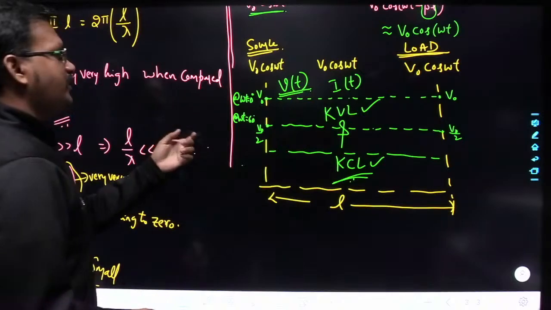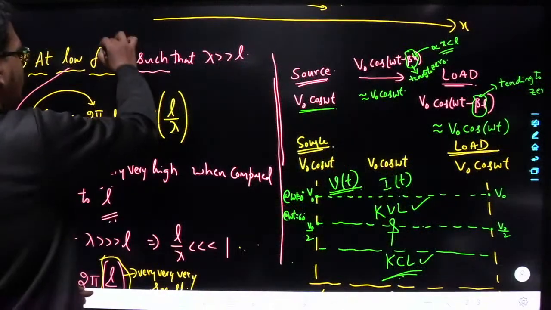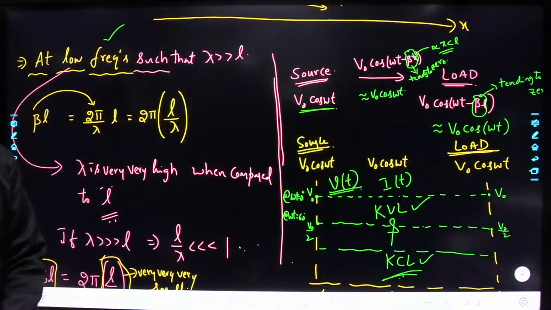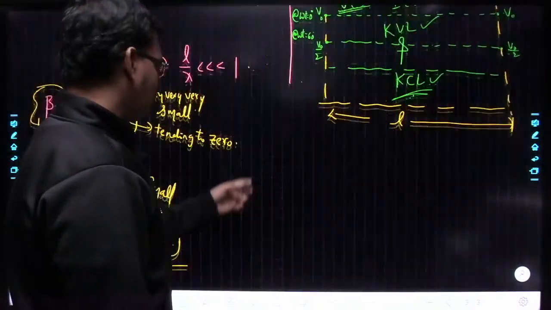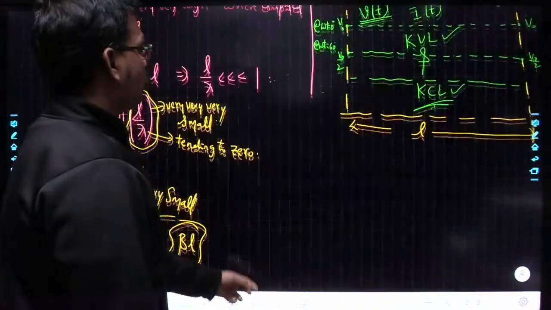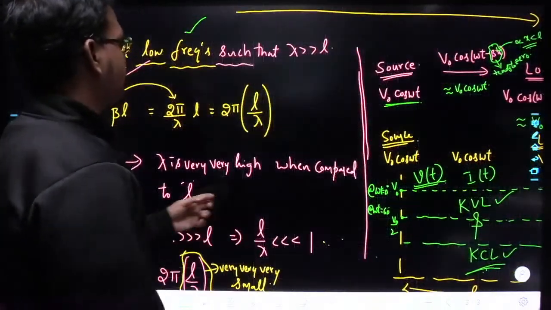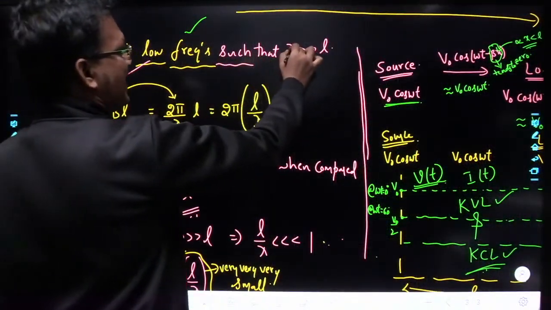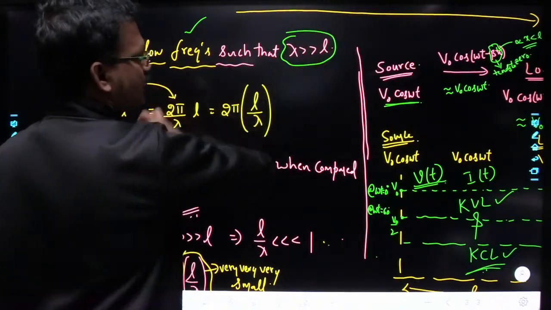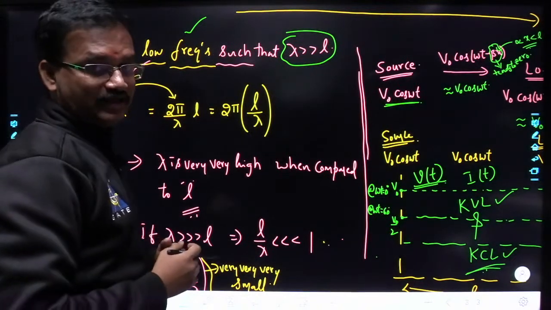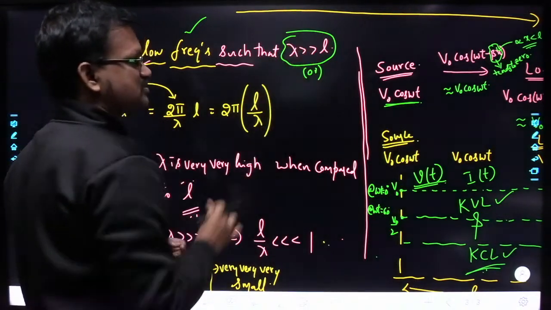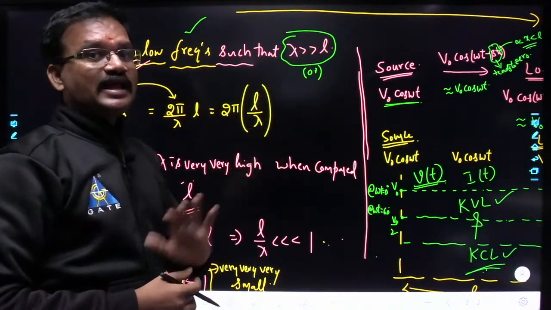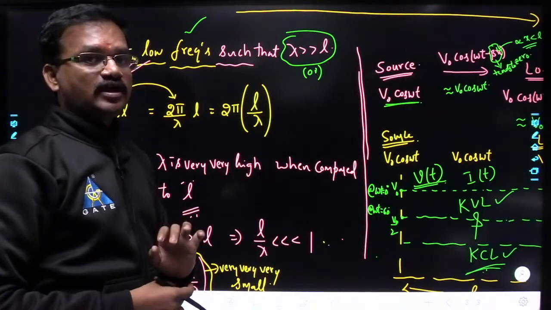This is what happens at low frequencies. Next, we'll go for high frequencies. Low frequencies means such that lambda must be far greater than L. Or I can represent the same thing in terms of transit time and time period.